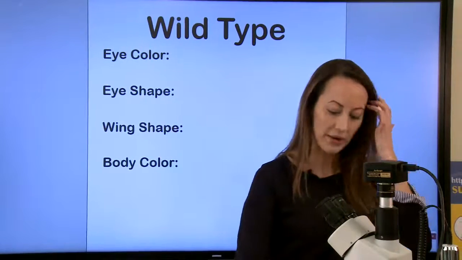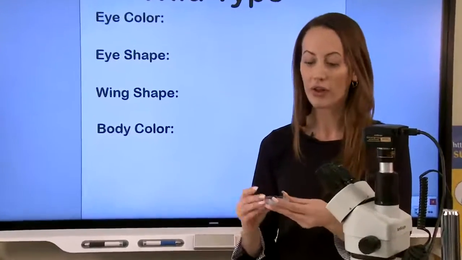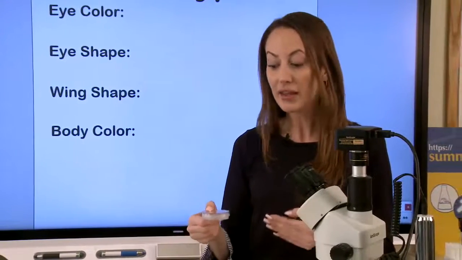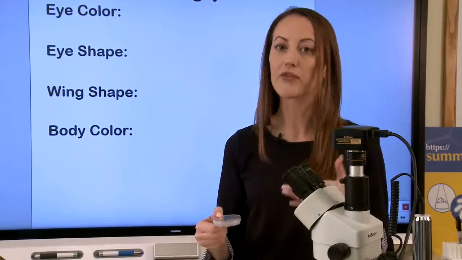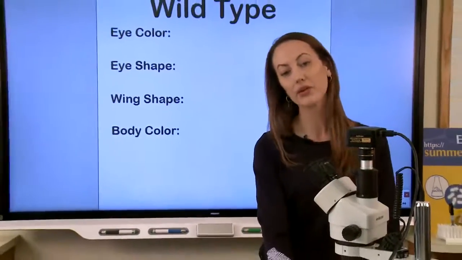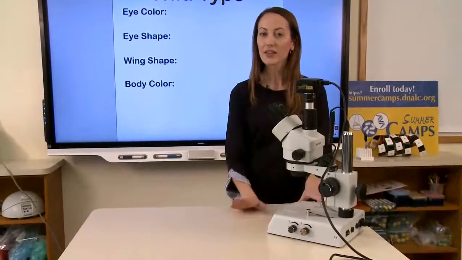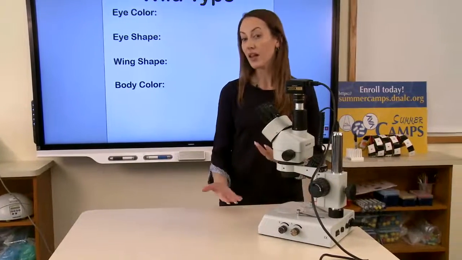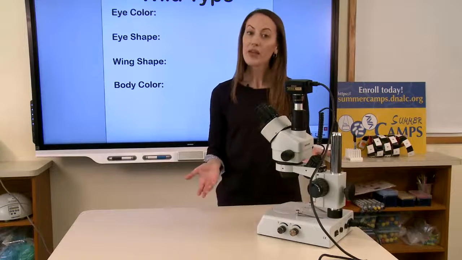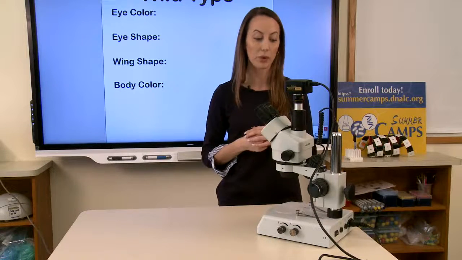Now we have some wild type fruit flies right here. They're in a petri dish. They are no longer alive. But if you think about that, that would be pretty hard for us to study living fruit flies under a microscope if they were flying and moving around. So we are going to be using this microscope that you see right here. This is called a dissecting microscope. It's a little bit different than maybe the classroom microscopes that you have, which are compound microscopes. But they do the same thing, which is take a close look at whatever specimen we're looking at.